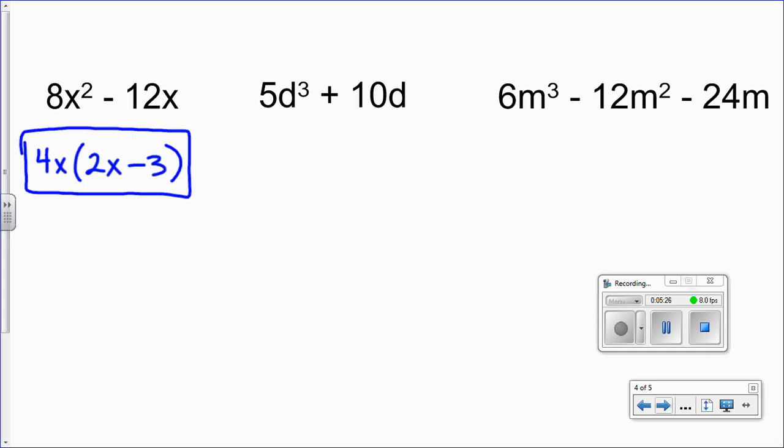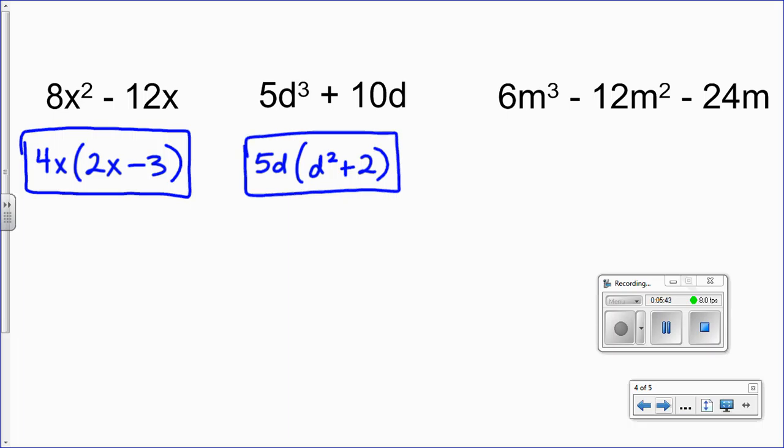Okay, the next one, I can take out a 5d. So I will be left with inside just d squared plus 2. And then this third one, 6, negative 12, negative 24, it would be 6, and then m. I'm left with 1m squared, and then negative 2m, and then negative 4.